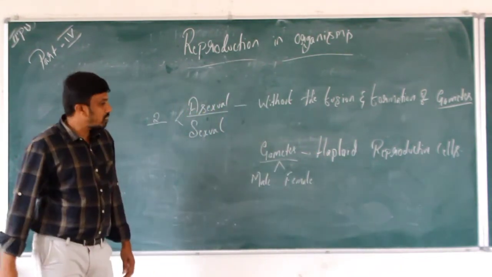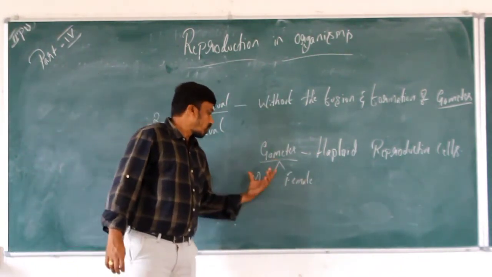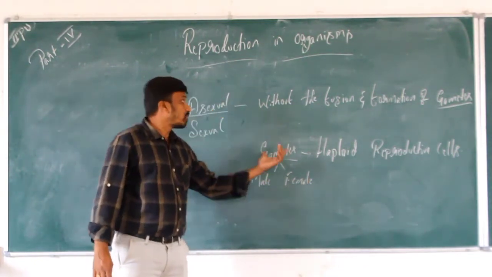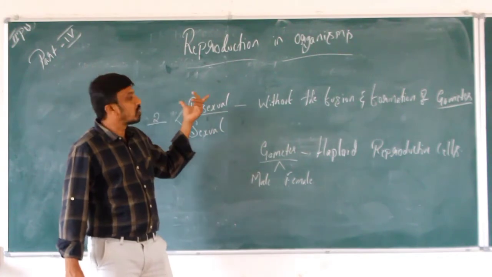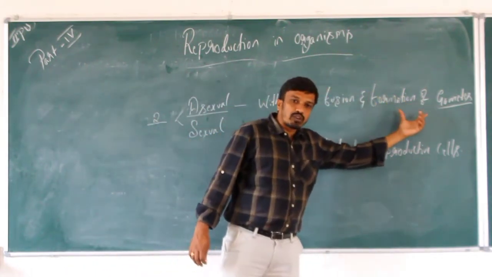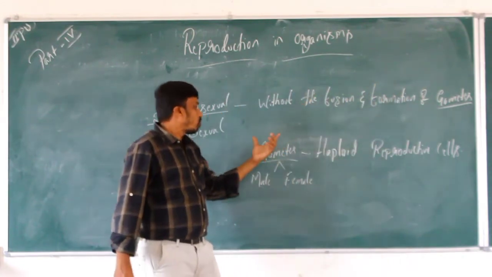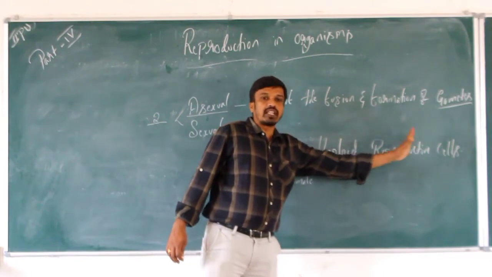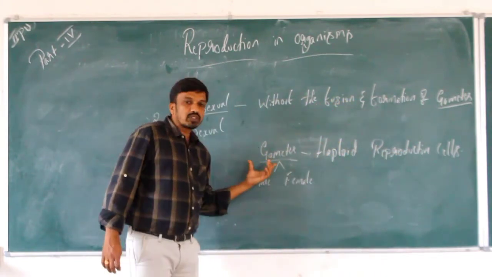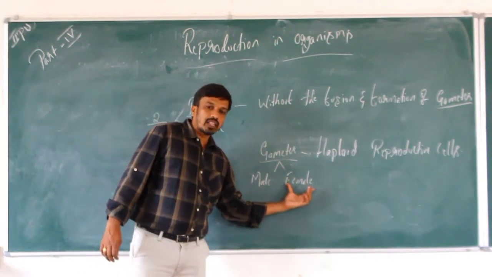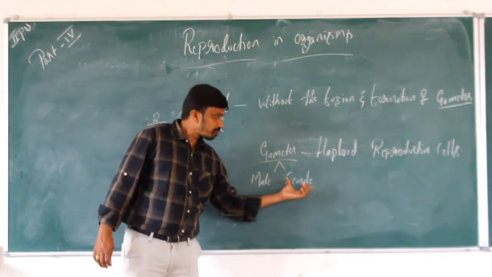Okay? The gametes are of two types, male gamete and female gamete. So, asexual reproduction means production of young ones without the fusion and formation of gametes. What are gametes? They are the haploid reproductive cells. How many types of gametes are there? Two types, male and female.